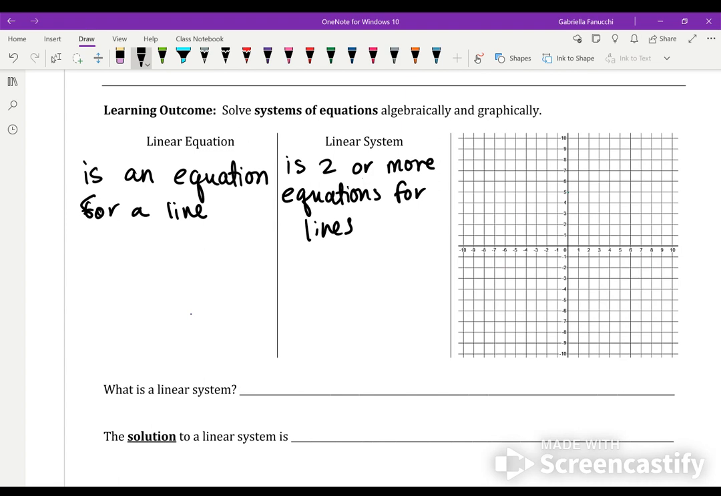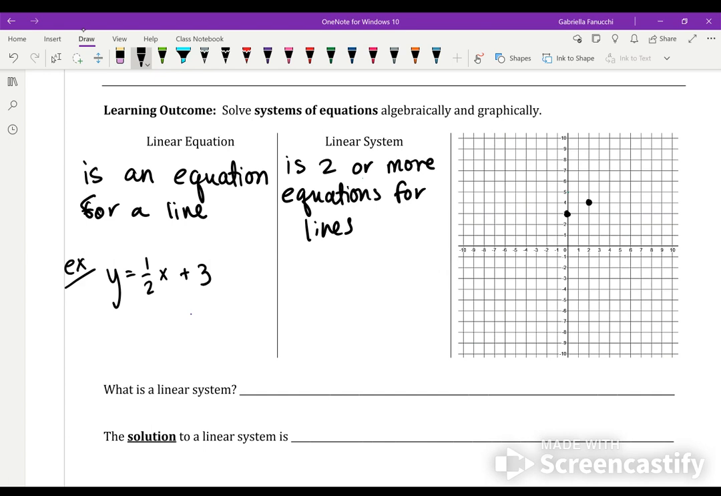Okay, so off to the side here, we're going to do like a little example. So for my linear equation, I'm going to go ahead and graph y is equal to 1/2 x plus 3. Right, so that's going to be my first line. I'm going to go ahead and graph that one in purple. So I'm going to start at the y-intercept of 3, and I'm going to go up 1 over 2.